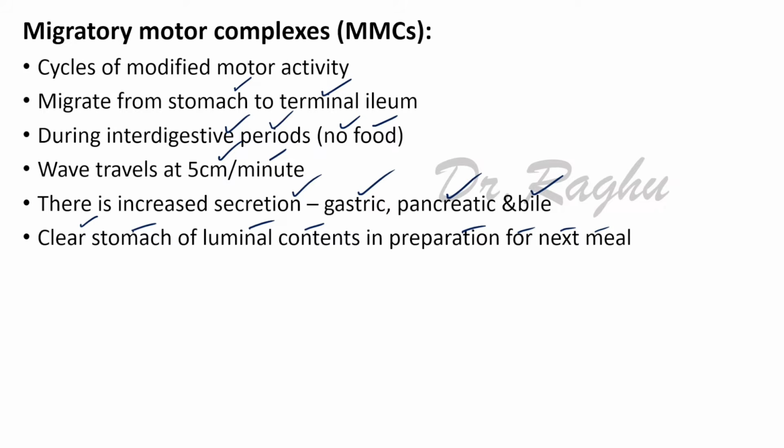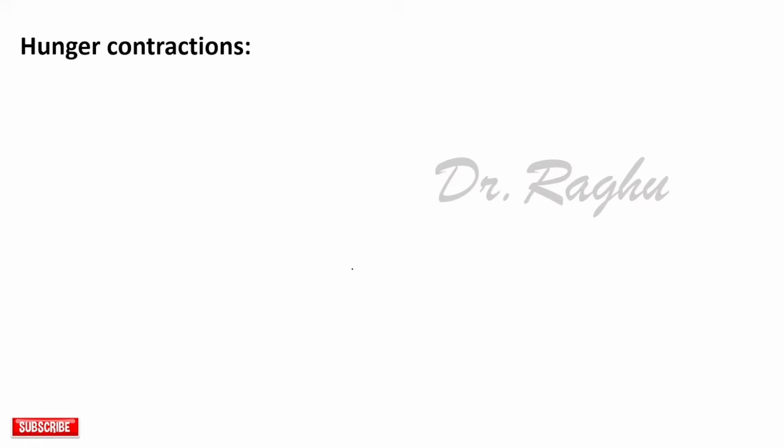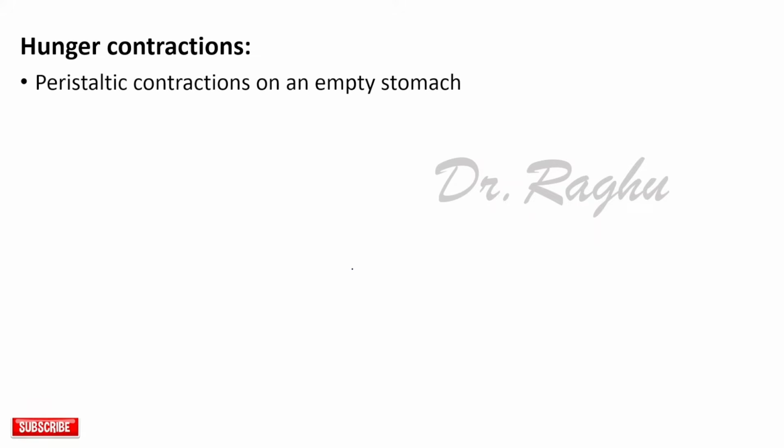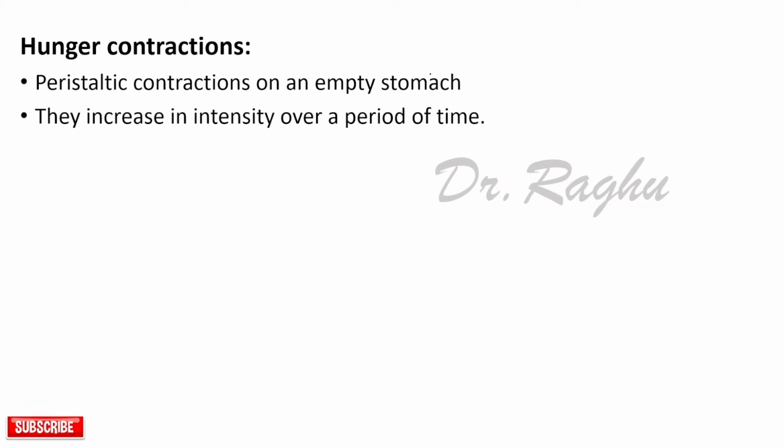Their main aim is to clear the stomach of the luminal contents and prepare the stomach for the next meal. A very important point to remember here is that the migratory motor complexes are abolished as soon as food enters the stomach. The next type of movement or contraction of the stomach occurring during the interdigestive phase is the hunger contractions. These are peristaltic contractions occurring on an empty stomach, and they increase in intensity over a period of time.